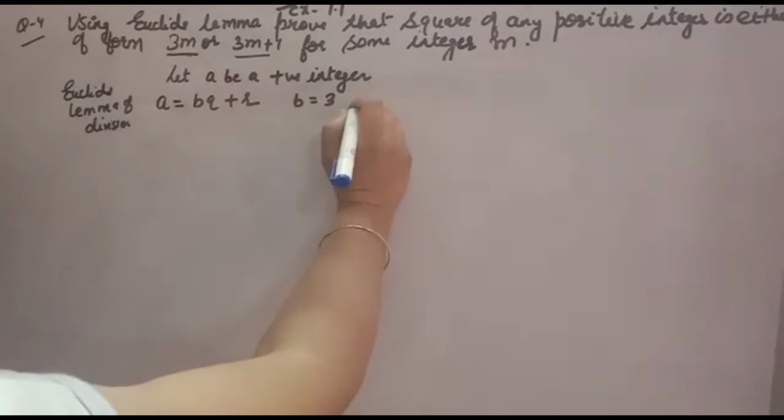r is always greater than or equal to 0 and less than b. b is 3, so less than 3. So r value can be 0, 1 or 2, because less than 3 is there, so up to 2 you have to take. Now you will put the values.